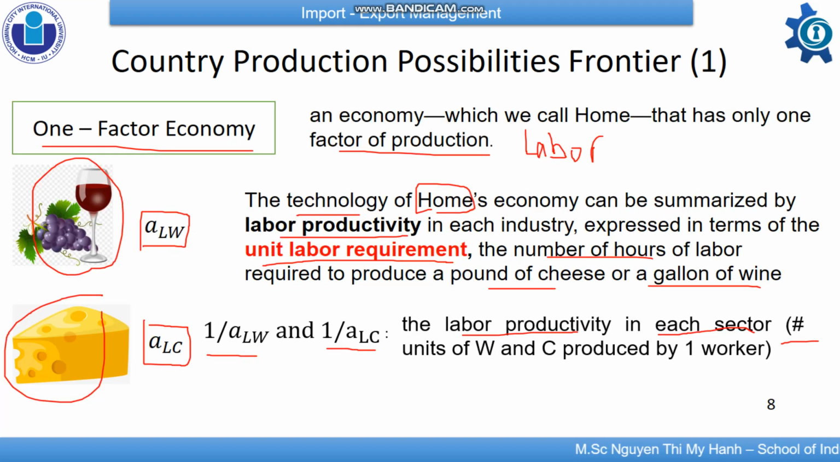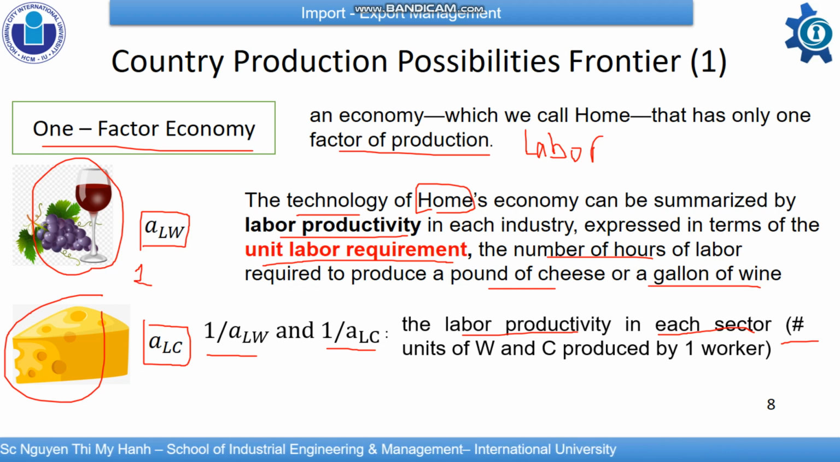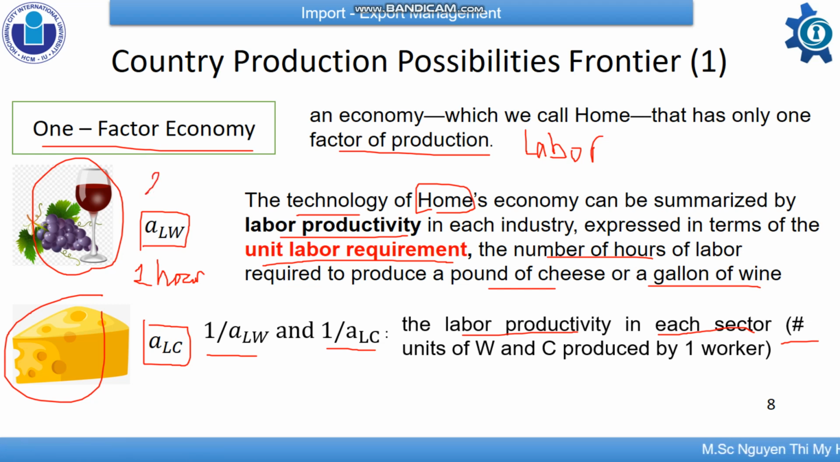So I give you one example. In the home's economy, we need 1 hour to produce 1 pound of cheese, and 2 hours to produce a gallon of wine.